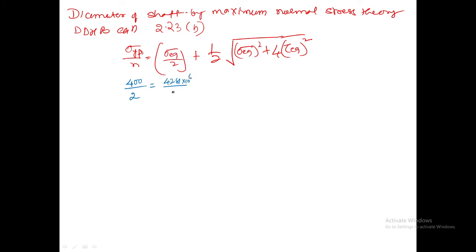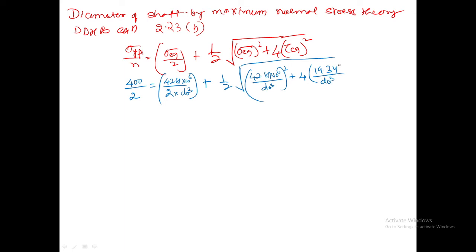So, 42.81 into 10 to the power of 6 divided by 2 into d naught cube, plus 1 by 2 square root of, 42.81 into 10 to the power of 6 divided by d naught cube, this is squared, plus 4 into 19.34 divided by d naught cube into 10 to the power of 6, squared. Now, my suggestion is you just take out the d naught cube term outside. It is easy to solve the problems if you take d naught cube outside here. So, let us go for 1 by d naught cube here.